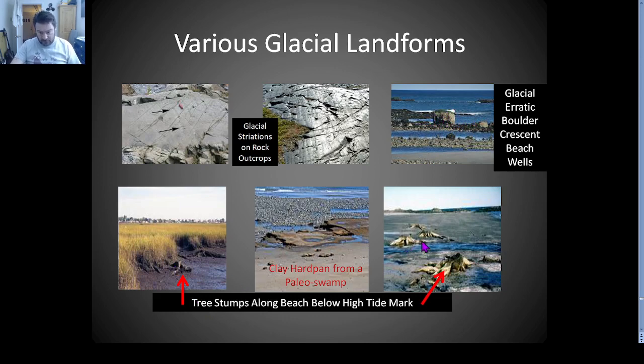These are tree stumps. These tree stumps are on Wells Beach, or Crescent Beach, rather. These are actually in the marsh behind Billy's Chowder House. And this is hardpan. This is like the peat or the bottom of a pond that gets compressed, and it makes that really hardcore clay. These all get exposed when we have very large storm events in the wintertime.